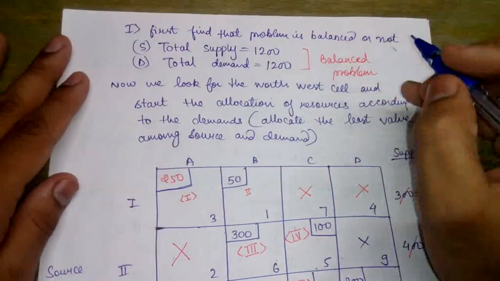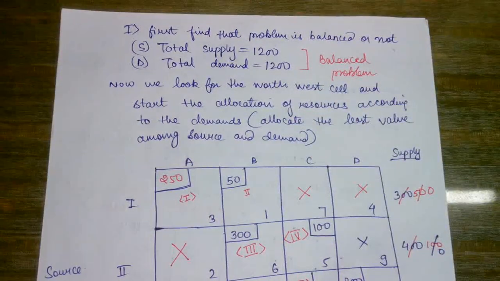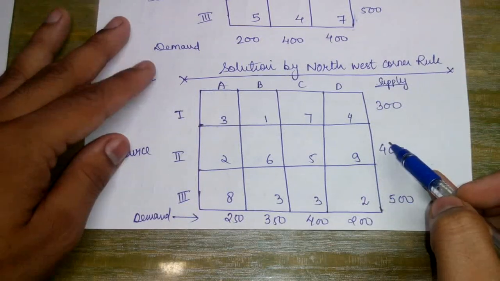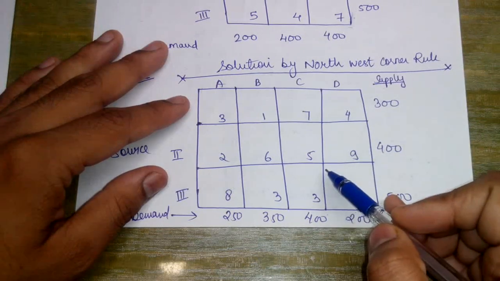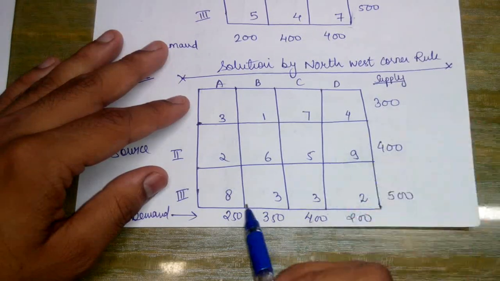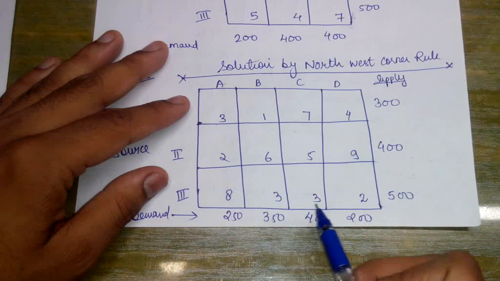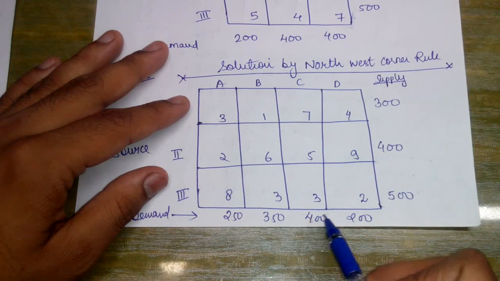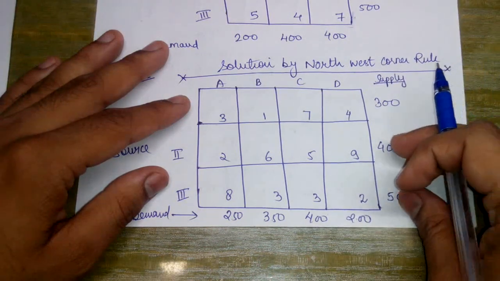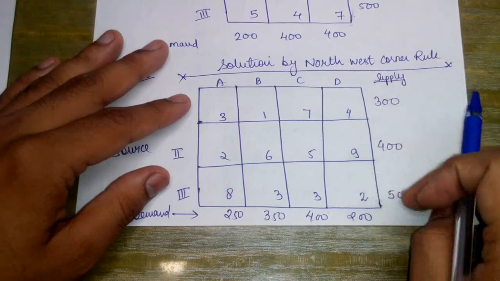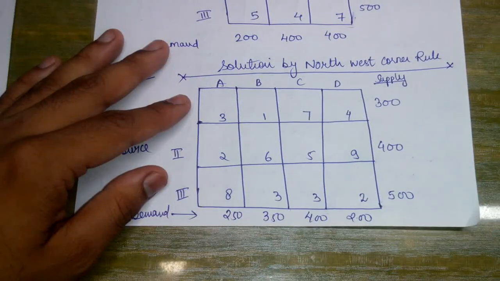Before we start solving any problem, we first have to check whether the problem is balanced or not. This is the diagram that has been given to us. For a balanced problem, total supply should be equal to total demand. So 250 plus 350 becomes 600, 600 plus 400 becomes 1000, and this becomes 1200, and for this we have 1200. So supply is equal to demand in this case, therefore it is a balanced problem.